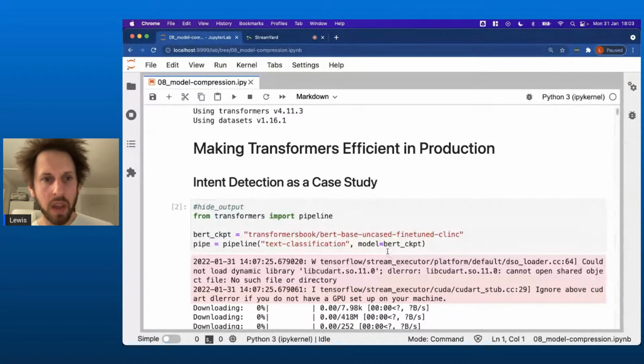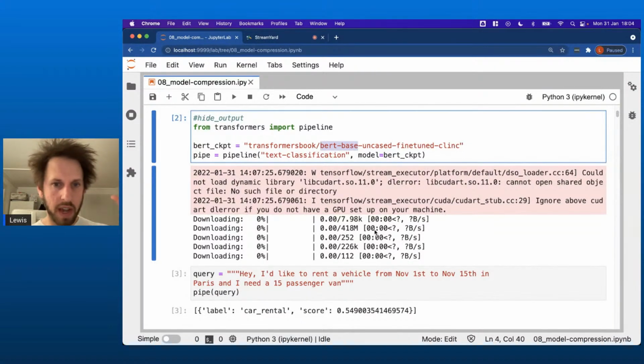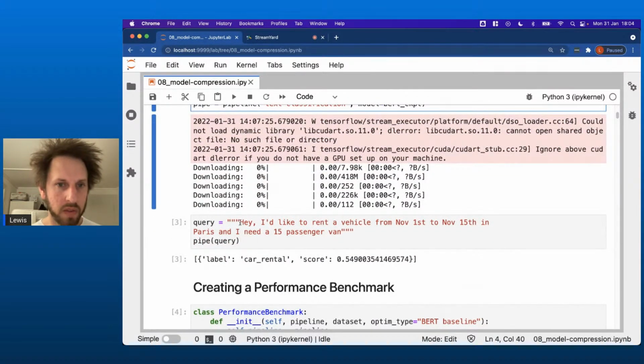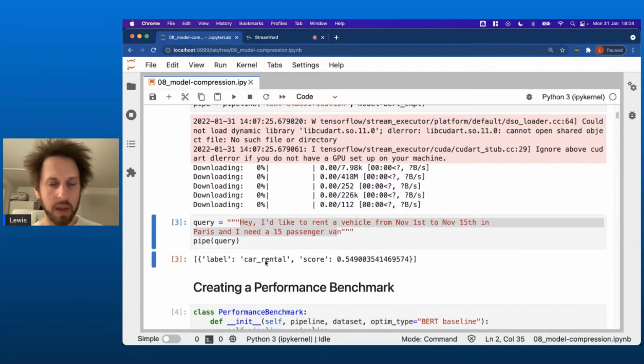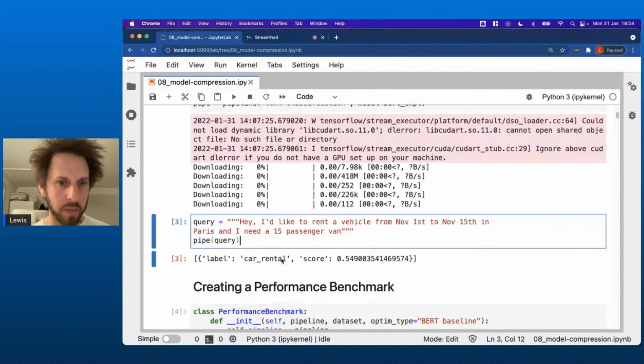So what we did in the chapter is we took a model that we had trained on a data set called the CLINC data set, which is for intent detection. We took something like BERT as a baseline. The idea is that we take this model and see how we can train smaller compressed versions of it for better inference, or quantize it directly. To give you an idea of what this model looks like, you give it something like, "I said, I want to rent a vehicle," and it predicts a label. There are something like 151 labels in this data set, so it's a really large multi-class problem. In this case, the model has correctly predicted car rental.